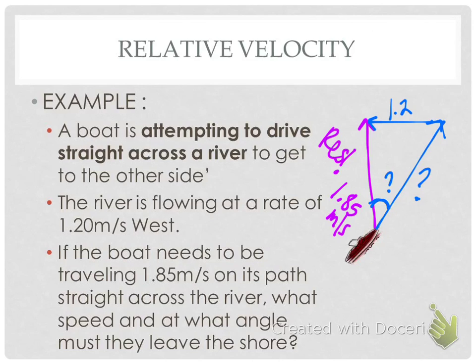Just so I remember, the Pythagorean theorem is a squared plus b squared equals c squared. That's right. 2.21. Good. Okay, and then how do we solve for the angle that we need to leave at?